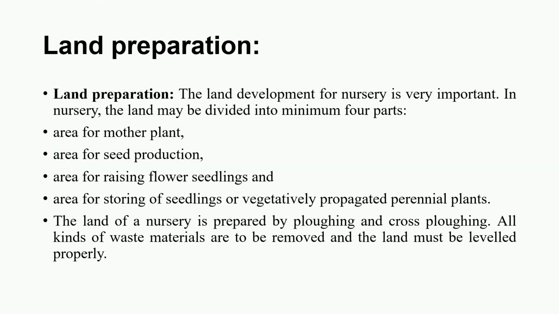In land preparation, let us see what areas we should separate. The land is very important for the nursery, and it should be properly leveled and unnecessary things should be removed. The land of the nursery is prepared by ploughing and cross ploughing. There are four types of areas into which it is divided: area for the mother plants, area for seed production, area for raising flower seedlings, and area for storing the seedlings of vegetatively propagated perennial plants.